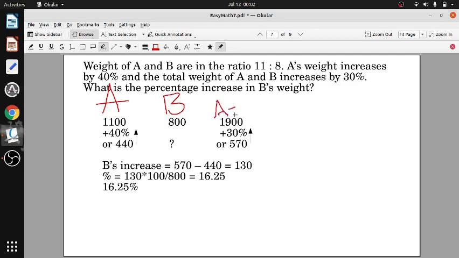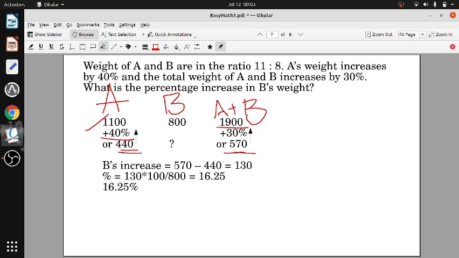Now, because it is given in percentage, it's convenient to have multiples of 100. So 11:8, you can take as 11x and 8x, but we have taken 1100 and 800. So initial 1100, 800, total 1900. Increase of 40%: 1100, 40% is 440. Increase of 30%: 1900, 30% is 570 increase. So A increases by 440, A plus B increases by 570.